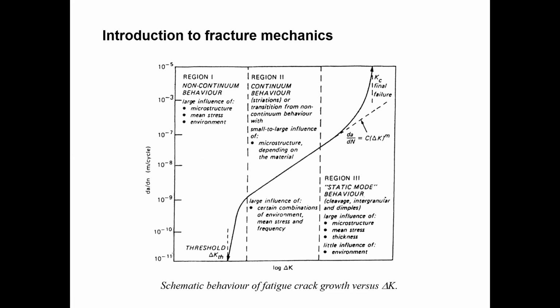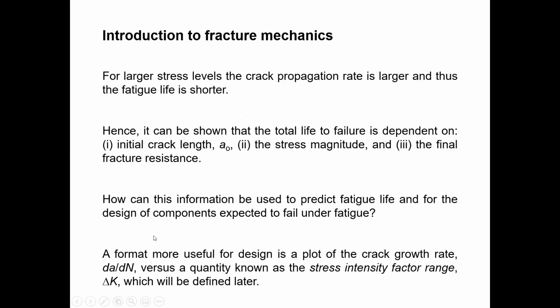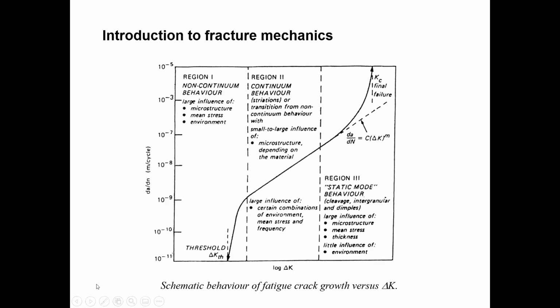You can see here they take log delta K. Sorry, here they consider delta K on the x-axis. Delta K is the stress intensity factor, again not the fatigue stress concentration factor. And dA by dN, the differentiated part, is on the y-axis. So you can get a curve like this, and you can see delta K threshold, KTH, that is the threshold value.